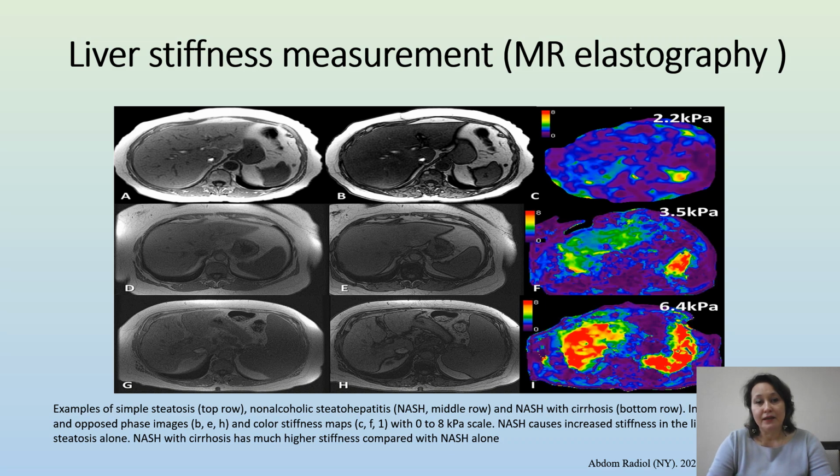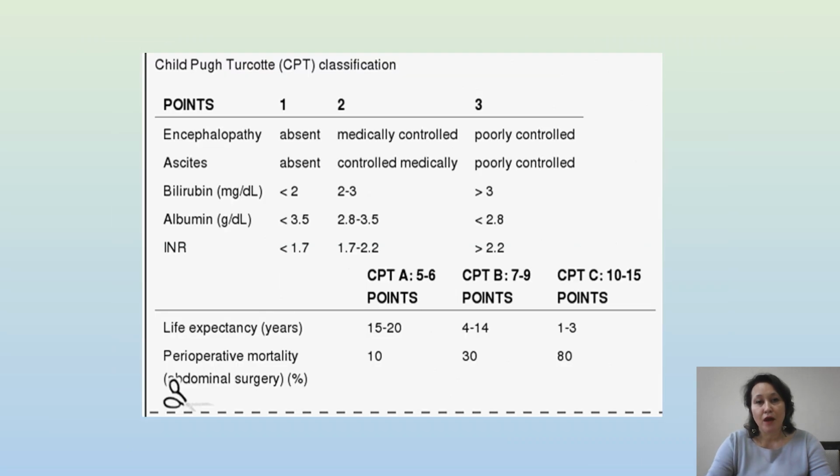On this slide you can see different stages of liver disease from steatosis, top row, non-alcoholic steatohepatitis, middle row, and a patient who has the stage of liver cirrhosis, bottom row, as the final stage of non-alcoholic fatty liver disease. And you see how liver stiffness increases from 2.2 kilopascals up to 6.4 kilopascals in liver cirrhosis.